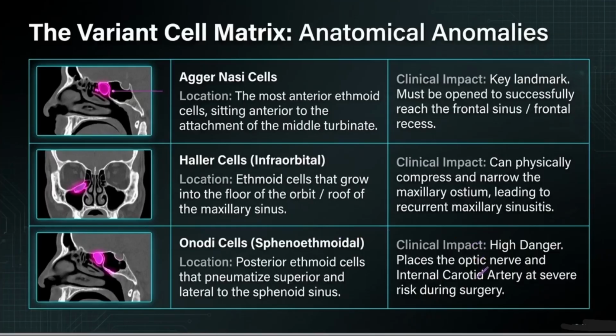Right, because the sphenoid is flanked by the optic nerve, which is the primary cable transmitting vision. And the internal carotid artery, which is the massive blood vessel supplying oxygen to the brain. The source notes that when an Onodi cell grows backward, it frequently envelops that optic nerve. Exactly. So a surgeon might believe they are safely working inside a standard ethmoid cell, well away from the danger zone. But due to this hidden variation, the optic nerve is hovering right in their path, completely exposed.